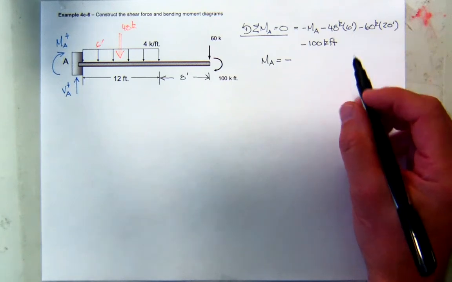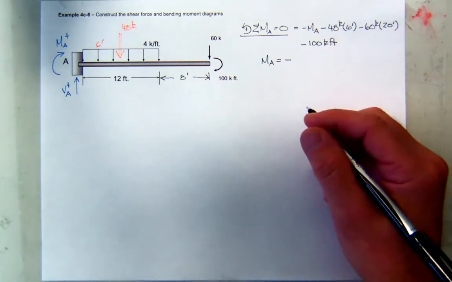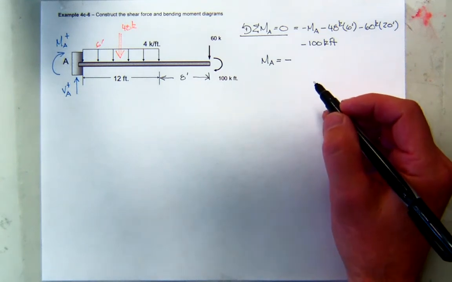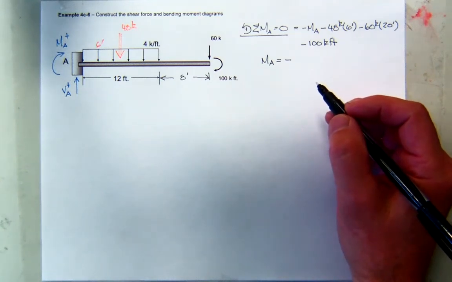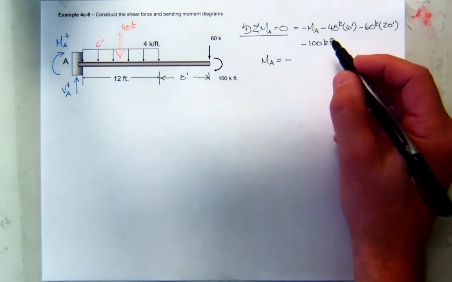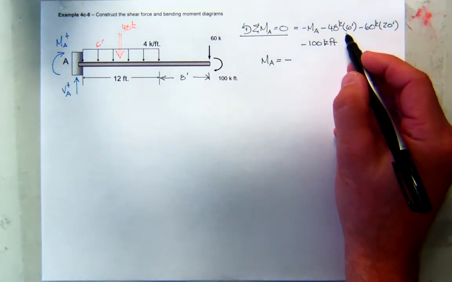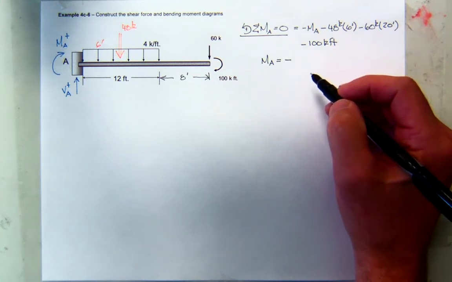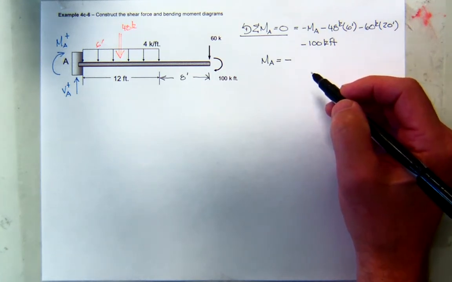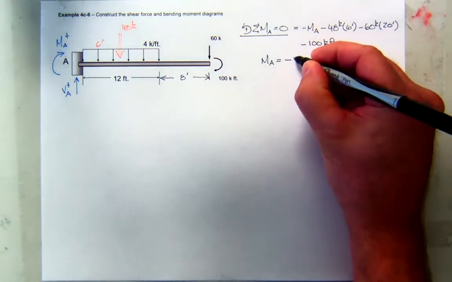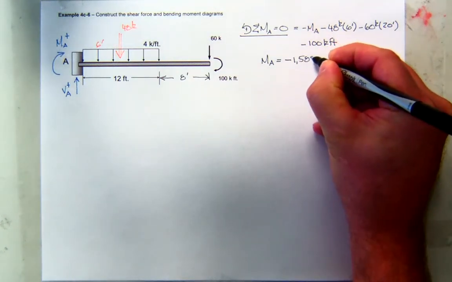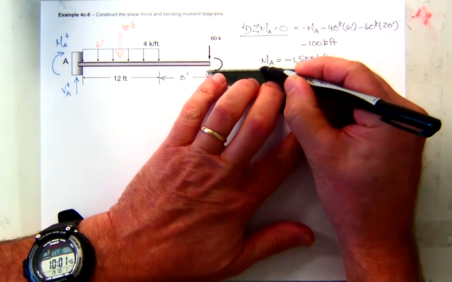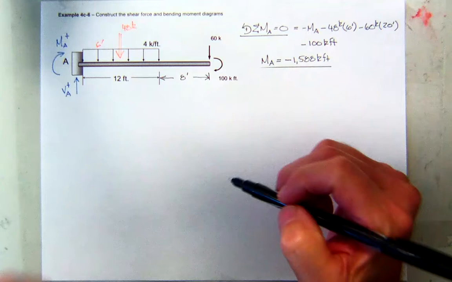I don't know what it is. 1,440. I just guessed. What's the answer? What is it? Oh, you guessed too. Somebody do this. What's 48 times 6 plus 1,200 plus 100? That is 1,588. 1,588. And that will be kip feet. It came out negative, so we know our moment to start is going to be a negative bending moment.